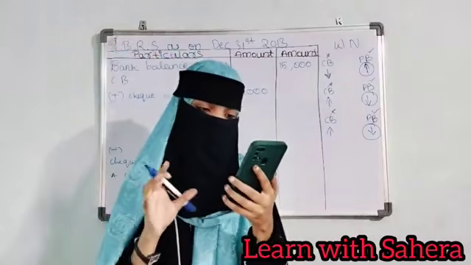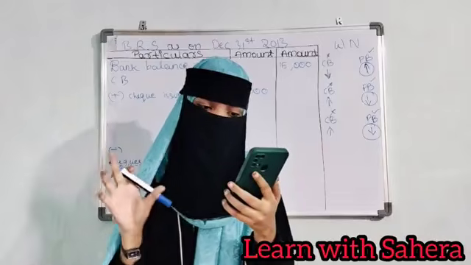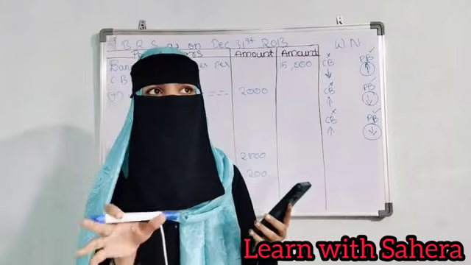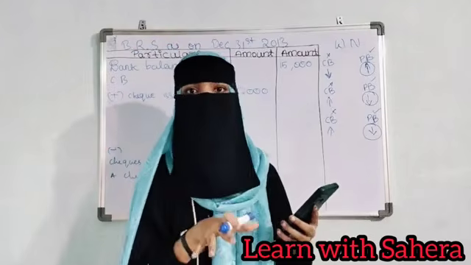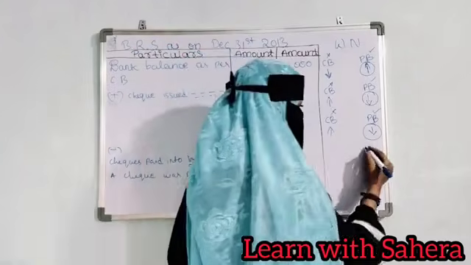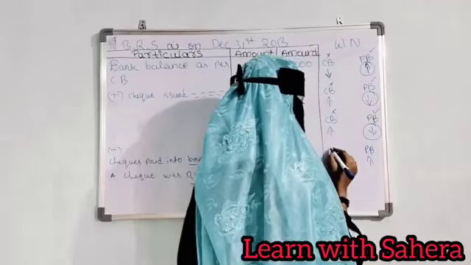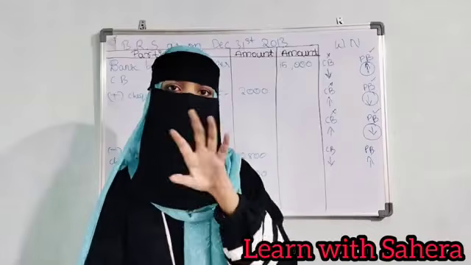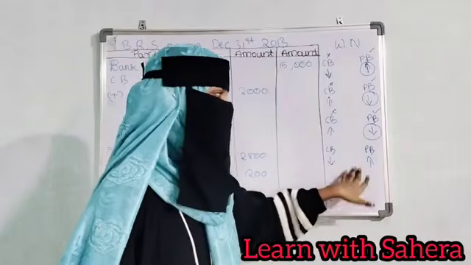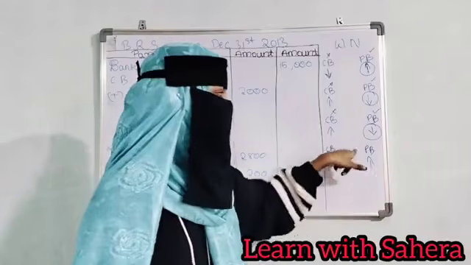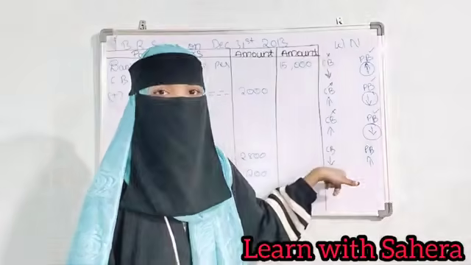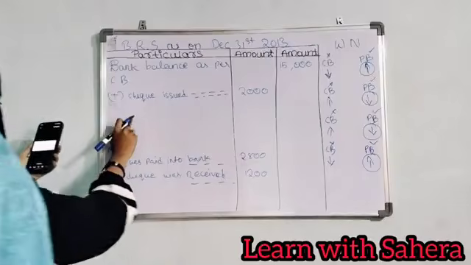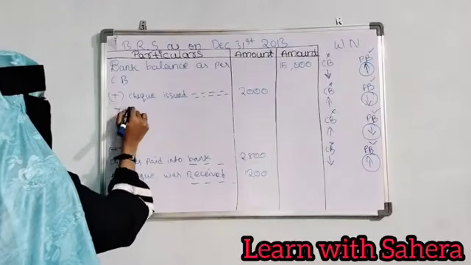Next transaction: interest on investments collected by the bankers and credited in the passbook but not recorded in the cash book. Credited means the credit side of the passbook, which is the deposit side, so money is increasing. In the passbook the entry has already been made that the money has increased on the credit side, but in the cash book we have not made any entry. So the amount is increasing, and you have to write it under plus: interest on investments.